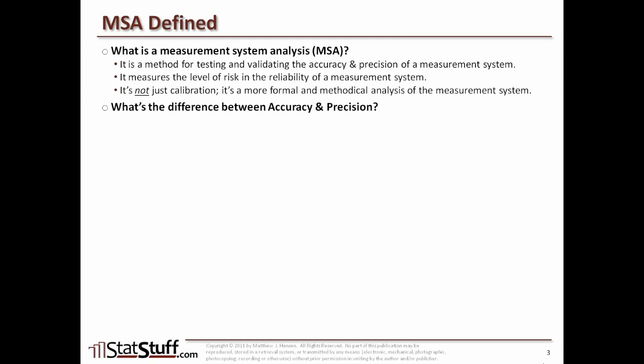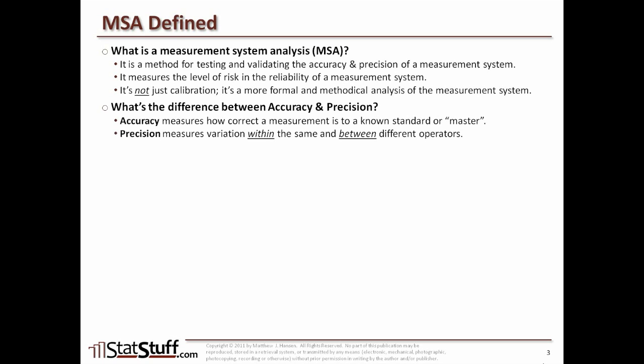So when we say an MSA tests the accuracy and precision of the measurement system, what's the difference between accuracy and precision? Accuracy refers to how correct a measurement is relative to some known standard or master that's already predefined. Precision refers to the amount of variation within the same operator doing the measurement, or between different operators. So again, it's looking at precision between them.